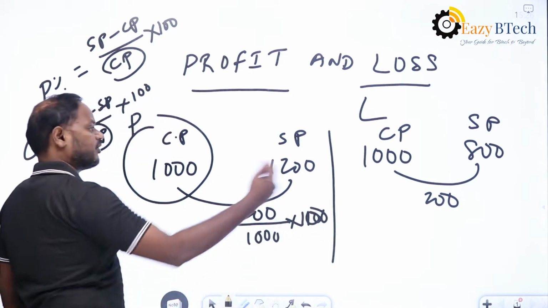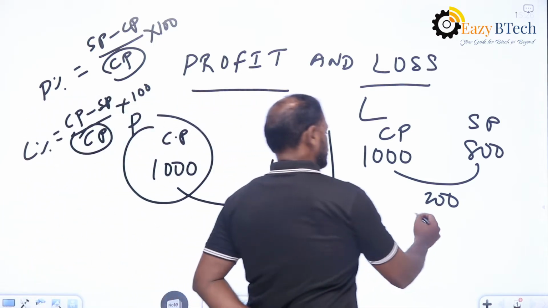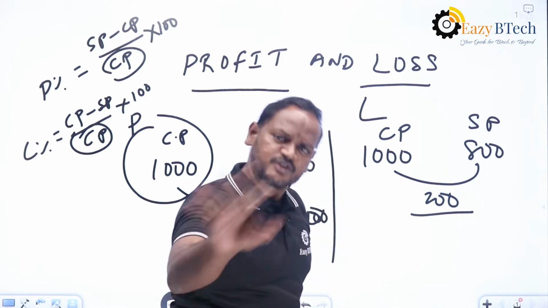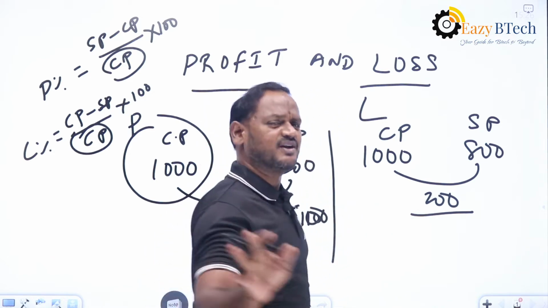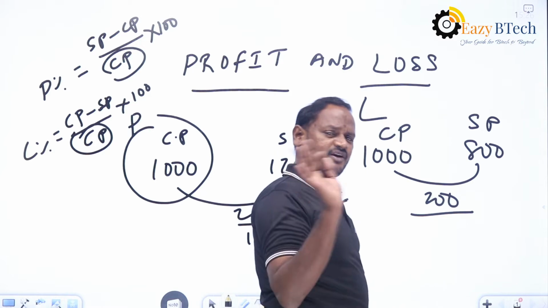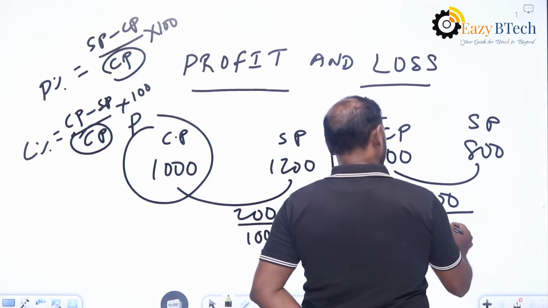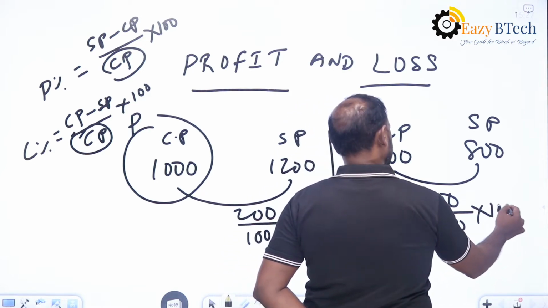Then what about loss percentage? So 200 should be loss on what? Always on cost price only. Every time we need to compare with the cost price only, whether it is loss or profit. So 200 divided by 1000 rupees into 100. This is the loss percentage.